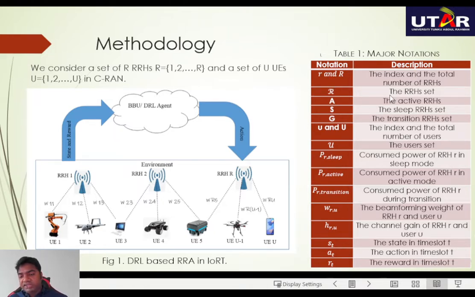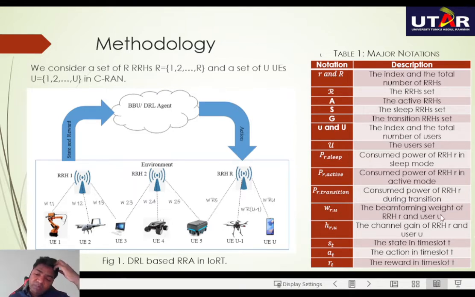R is the set of RRHs, A is the active set of RRHs, the sleep set of RRHs is S, and the transition set of RRHs is G. U is the index of user. P_R sleep is the power consumption of RRH in sleep mode. P_R active is the power consumption of RRH in active mode. P_R transition is the power consumption of RRH during the transition modes.